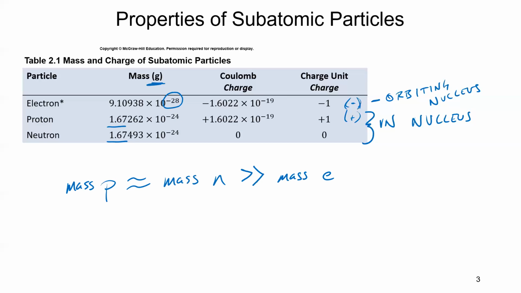Sometimes electrons are left as just E's, but often they're E's with a negative sign. I don't know why protons don't have a plus sign. But usually in our textbook especially, proton is P, neutron is N, electron is E with a little negative sign, right? And so most of the mass for any atom is in the protons and the neutrons. The electrons are about 2,000 times smaller in mass than protons and neutrons.